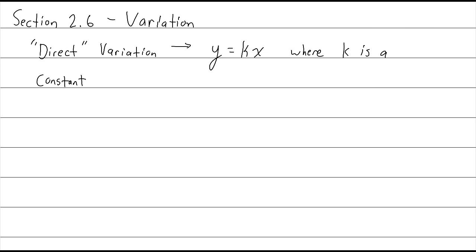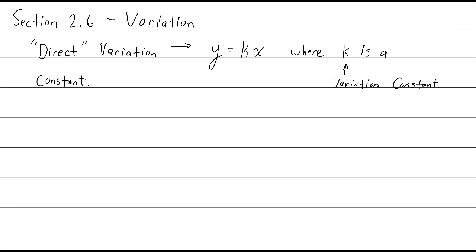The word directly, or direct, specifically talking about direct variation. That's your clue to use the little formula y equals k times x, okay, where k is a constant. K is a constant. Okay, it's also called the variation constant. So I'm gonna write that variation constant. Okay, so direct means you're directly multiplying k times x.